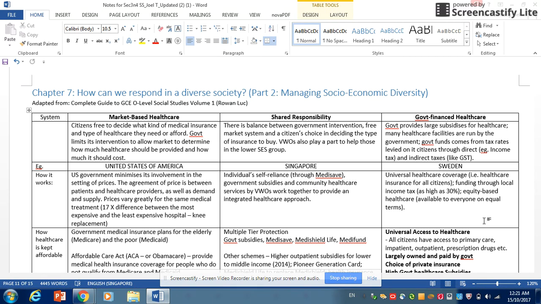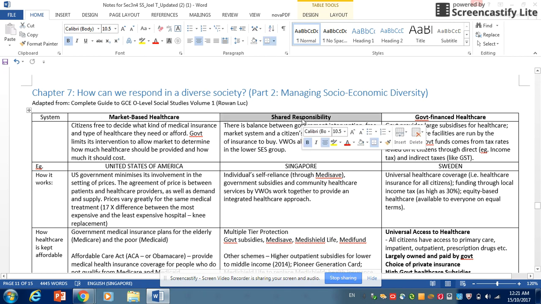For example, because of the market-based healthcare, the healthcare system is a lot more efficient because they know that they are competing for the patient's dollar. They want to give the best healthcare and they want to come up with new technologies to make the processes more efficient so that they can save more money or even gain more profits. That is the benefit of the market-based healthcare.